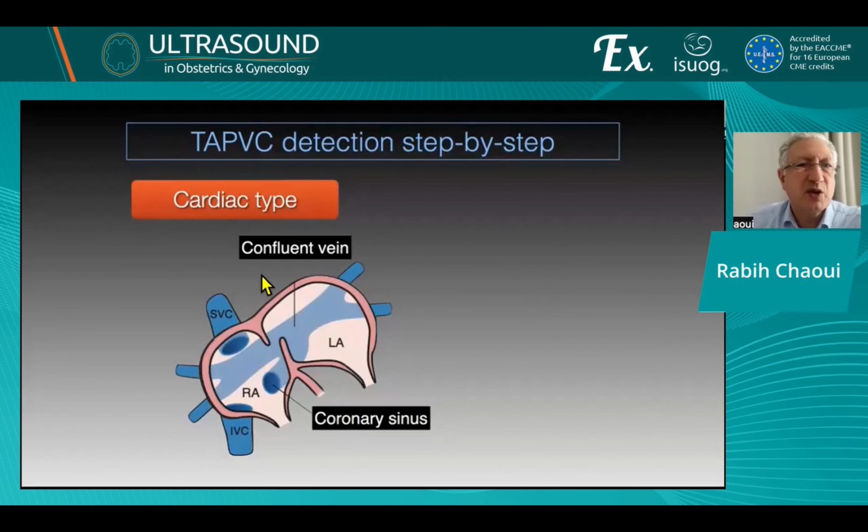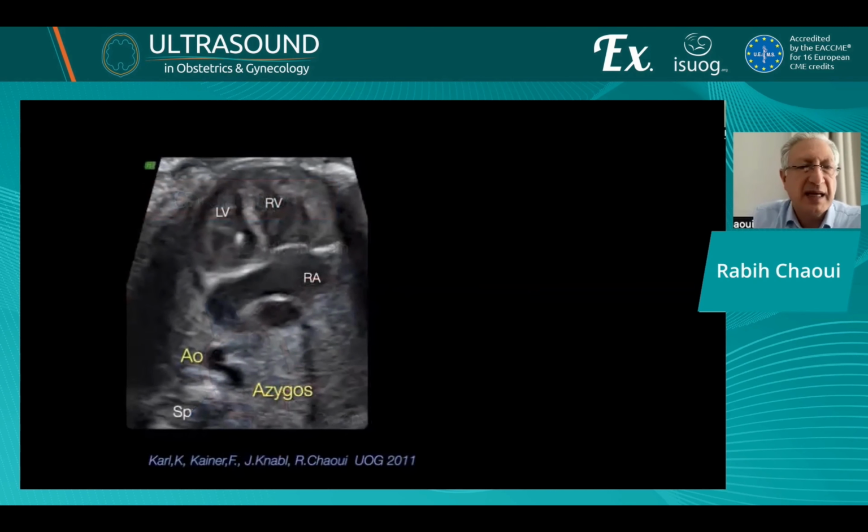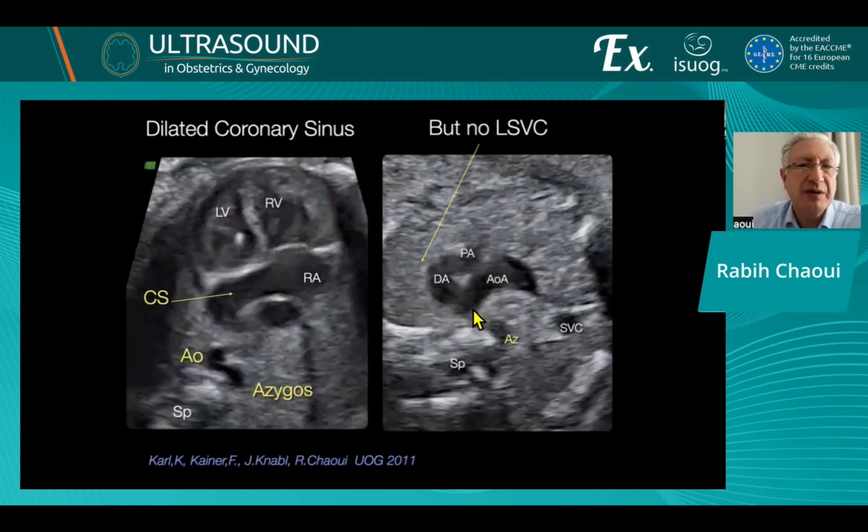If you see here a fetus with a cardiac type, the typical picture I'm looking for is the dilated coronary sinus. So this is a case we published in a journal 10 years ago, where you see here that in the four-chamber view, there is an azygos and the aorta and the dilated coronary sinus. We thought first, of course, it is a typical case of a left superior vena cava associated with an azygos, because there is dilation. So we went back to the upper thorax and we saw the aorta and pulmonary artery, but there was no left superior vena cava. In other words, how can the coronary sinus be dilated if there is no left superior vena cava?